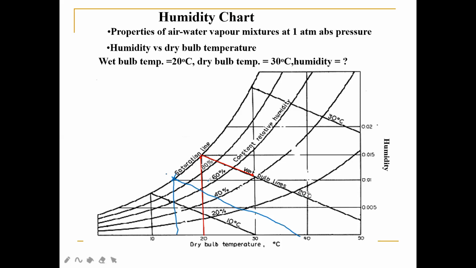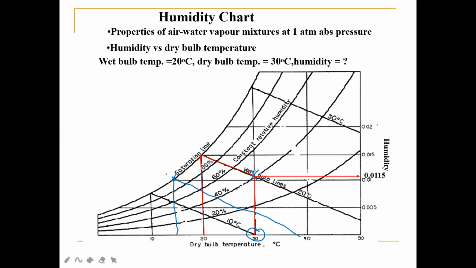Next, you draw a line vertically from the dry bulb temperature, and you determine where those two lines meet. From that point, what you have to read is the humidity on the y-axis. That's how you read the humidity, which in this case is 0.0115. So I hope you still remember.